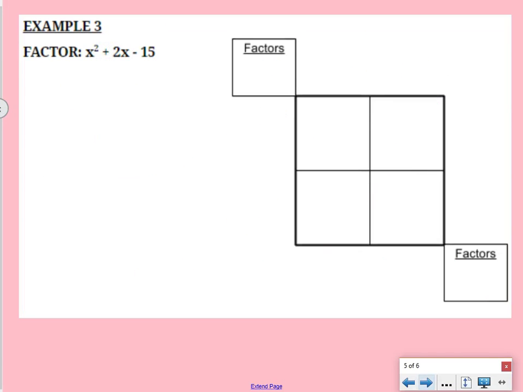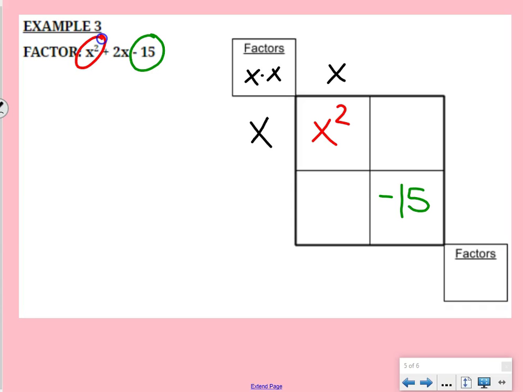Another example. Factor x squared plus 2x minus 15. Again, x squared comes into this box. Negative 15 comes here. Factors of x squared, x times x. So we put an x there and an x there.